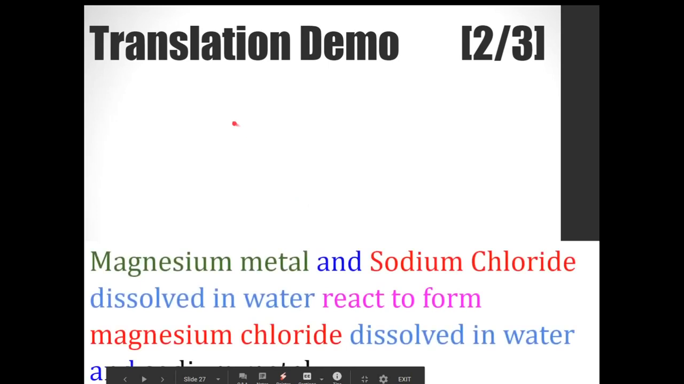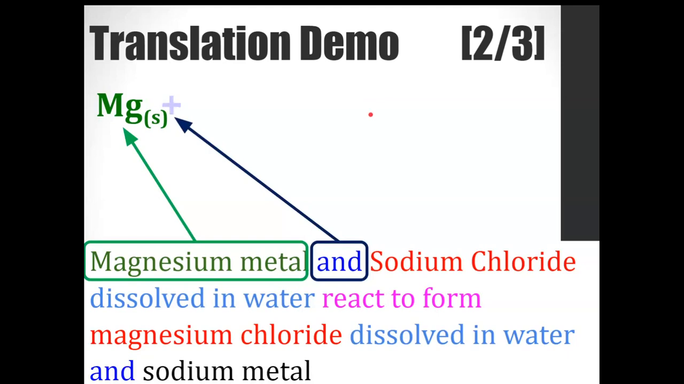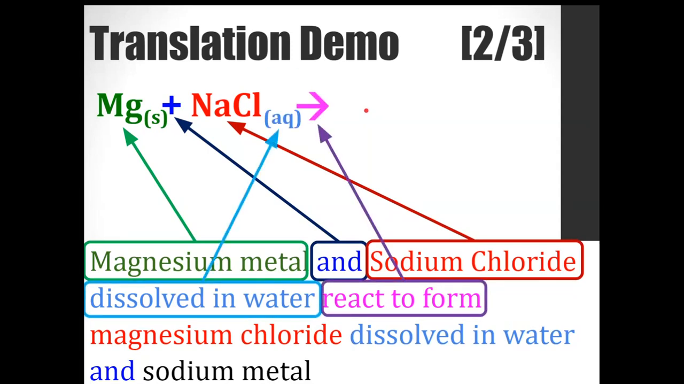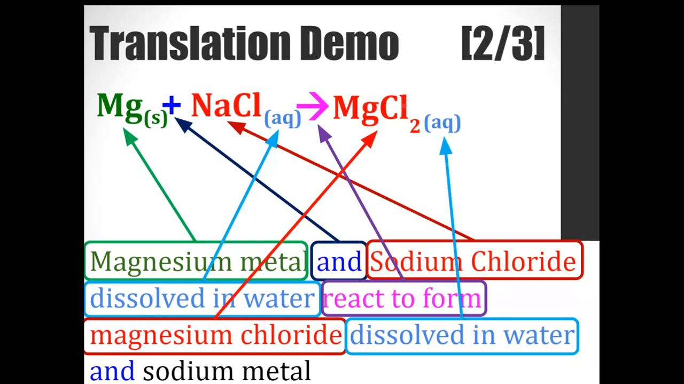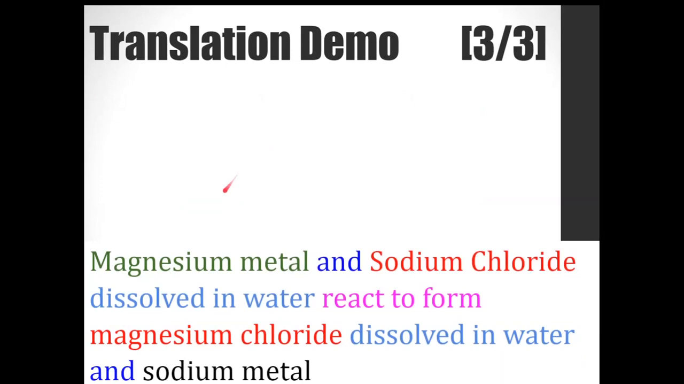Now, that same thing, this time with more colors. Magnesium metal is Mg(s) and is still neutral. Sodium chloride is NaCl. Dissolved in water is our aqueous. Reacts to form is our arrow. Magnesium chloride is still MgCl2. Dissolved in water is still aq, or aqueous. And sodium metal is Na(s). So as you can see, this one's broken down a little further. This is a more professional way to do it. The other one was going really, really slow. This is better. And don't worry, the third one is even more.